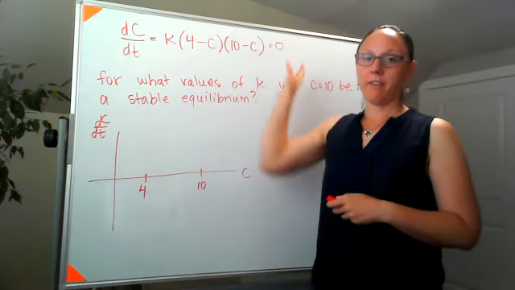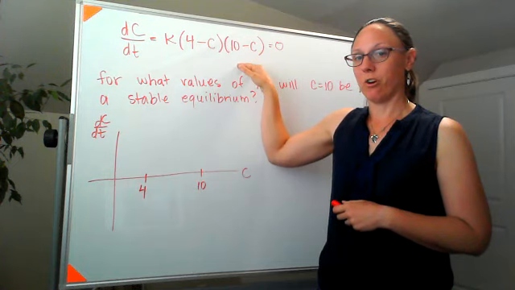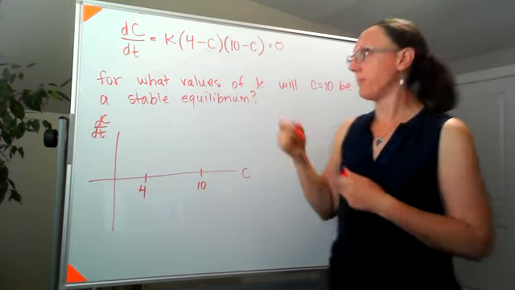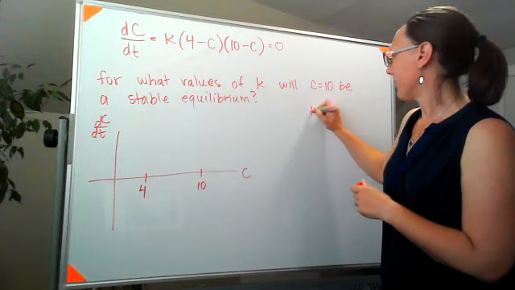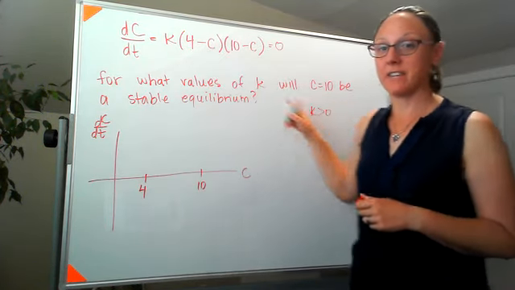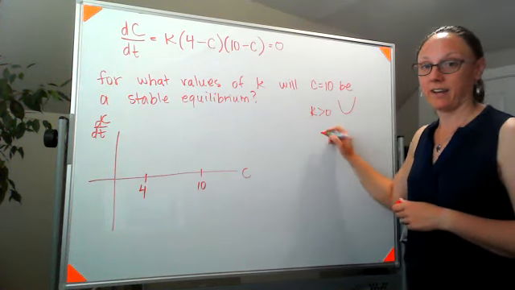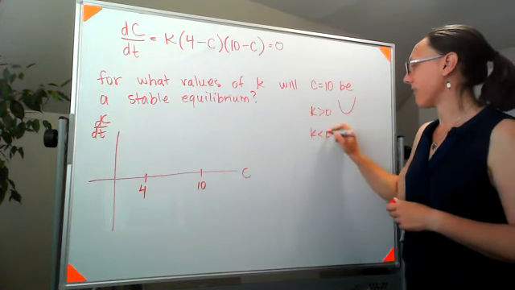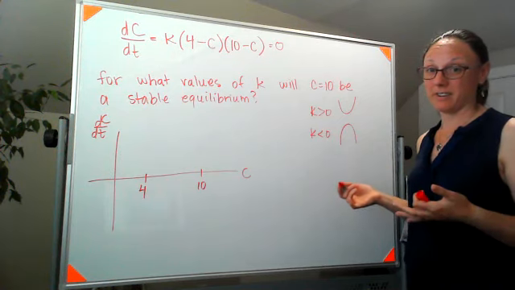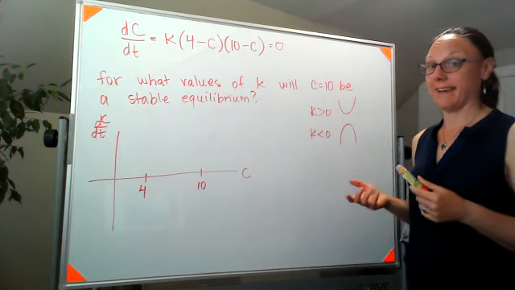As it's written, if I were to multiply this out, I'd end up with a positive c squared term. So that means that if k is positive, then because this has a positive c squared term, my parabola is going to go like that. But when k is negative, my parabola looks like this. So that's really the difference that's going to let us know what's happening to the equilibrium at 10.